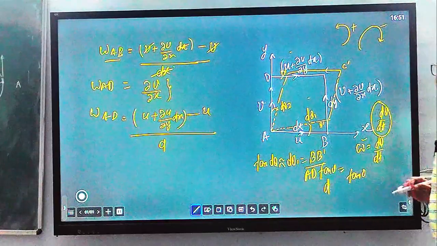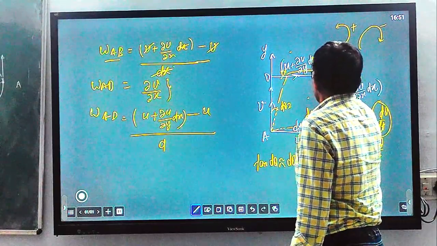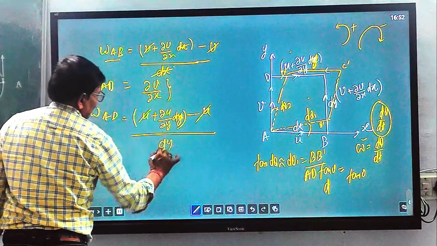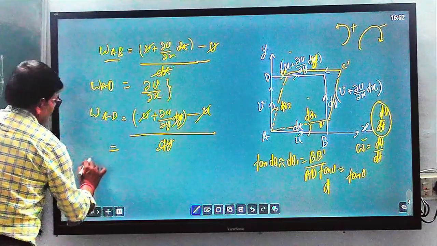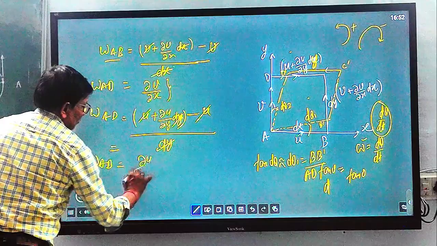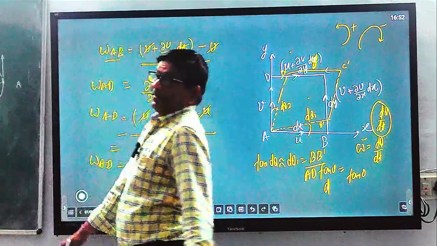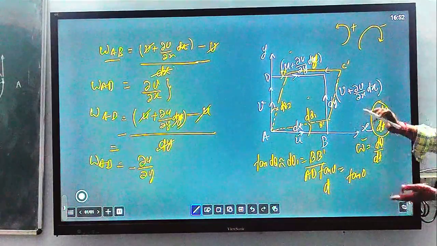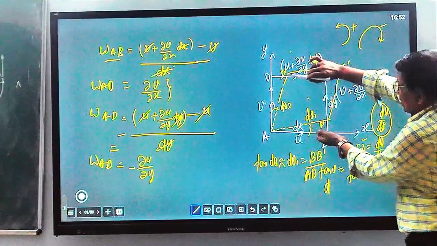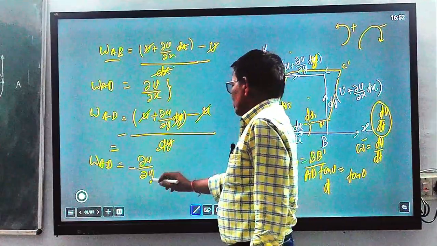Sorry, here I have made a mistake. This should be dy, this should be dy, this should be dy, this should be dy. So you will cancel out, and dy also cancels out. So omega AD equals del u over del y, but the sign is negative. Why? Because the sense of rotation of AD is clockwise. So omega AD equals minus del u over del y.